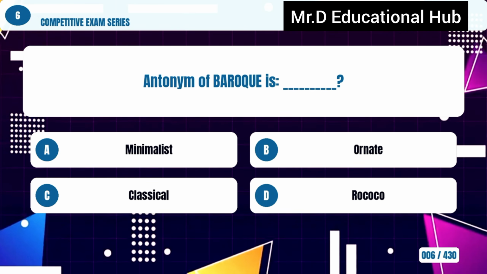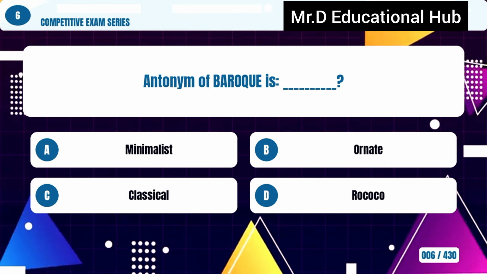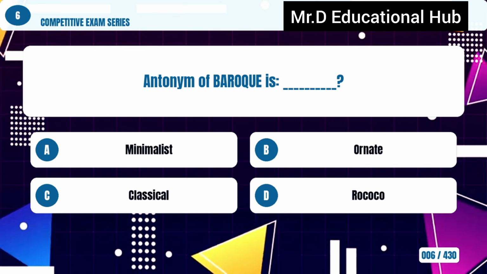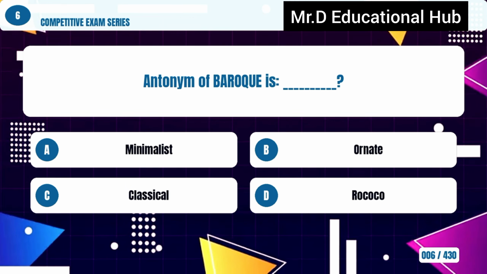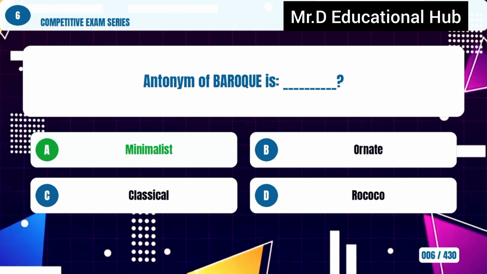Question: antonym of baroque is blank. Option A, minimalist. Option B, ornate. Option C, classical. Option D, rococo. Correct answer is option A.